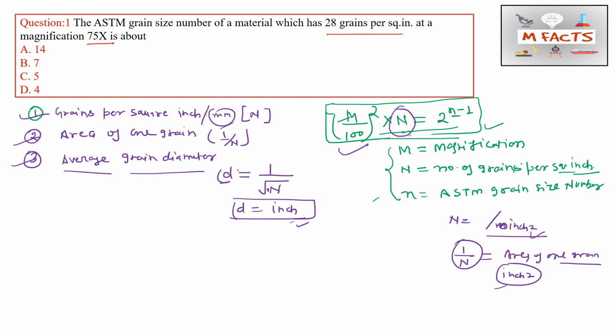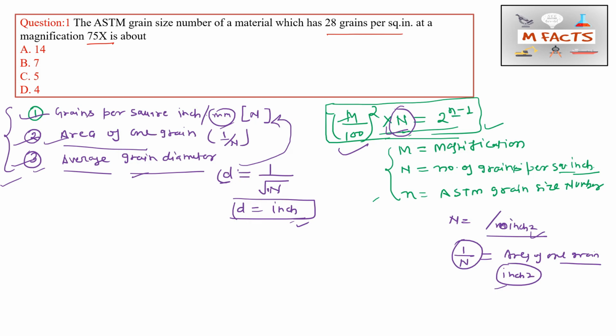So this grains per square inch, everyone knows about this, but this area of 1 grain, people may not be familiar with these terms. And the next thing is average grain diameter, and this is the average grain diameter we also use in Hall-Petch relation. If you have heard about the Hall-Petch relation, so that is the average grain diameter, and we can relate this average grain diameter to the grains per square inch. So if we are able to calculate this n value, we will be able to calculate all the possible questions from this equation only.